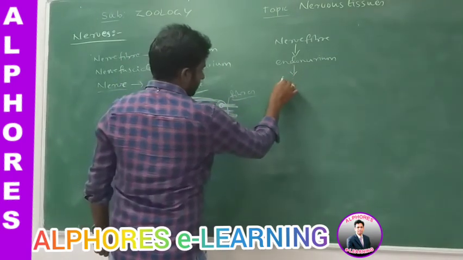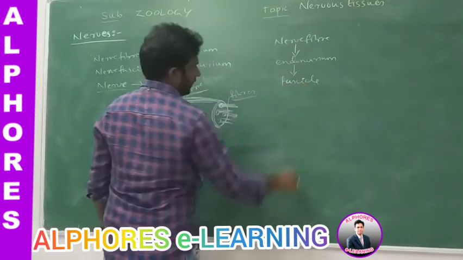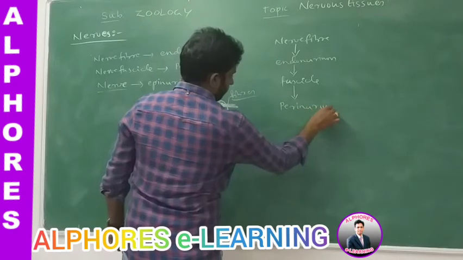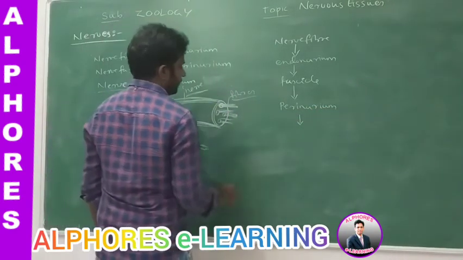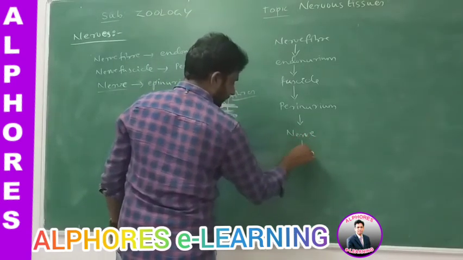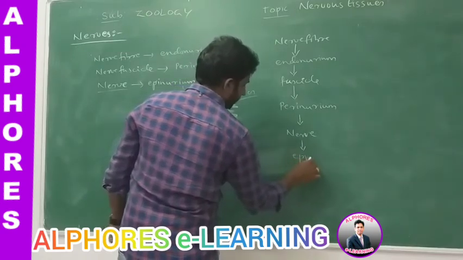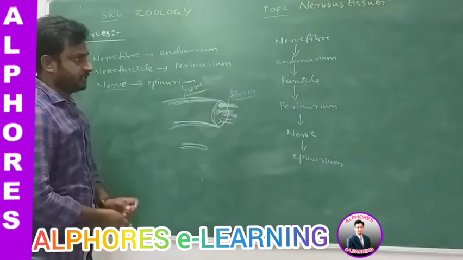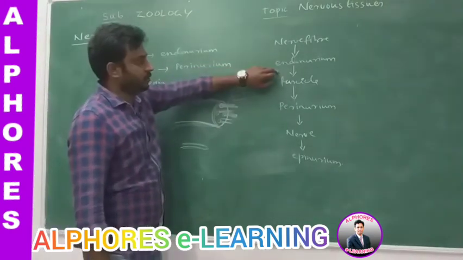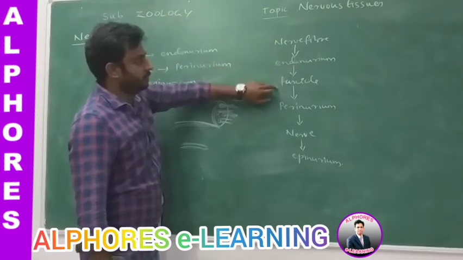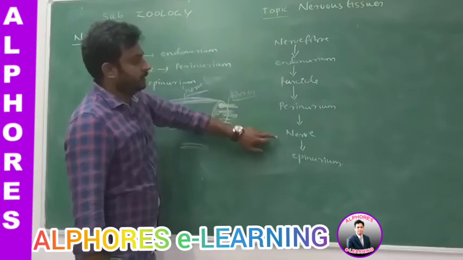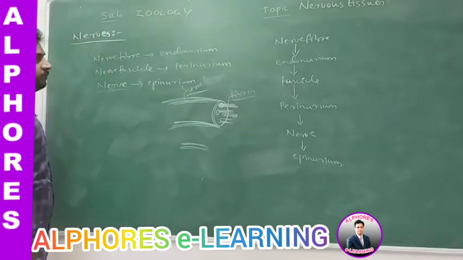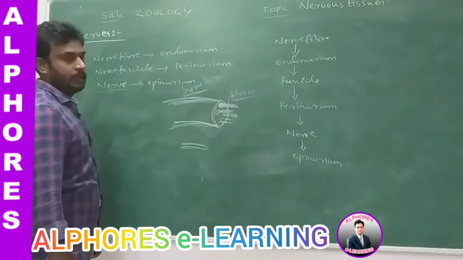Then a group of nerve fibers forms a fascicle, which is covered with a connective tissue layer called perineurium. Then a group of fascicles forms one nerve, which is covered with epineurium. So, from inner to outer layers of nervous tissue: nerve fibers are covered with endoneurium, a group of fibers forms a fascicle covered with perineurium, and a group of fascicles forms one nerve covered with epineurium. Nerve fiber, endoneurium, fascicle, perineurium, nerve and epineurium.